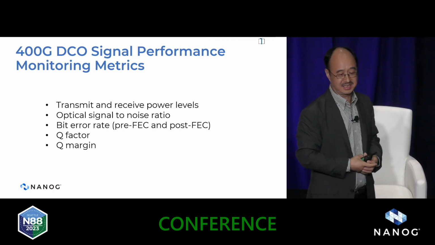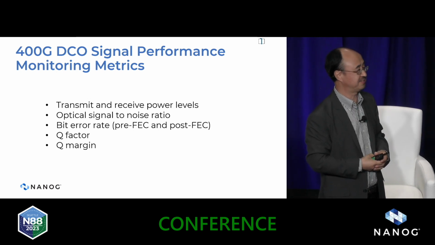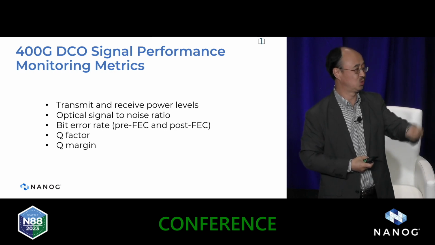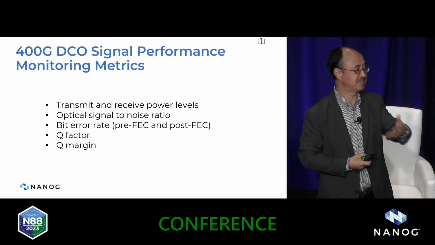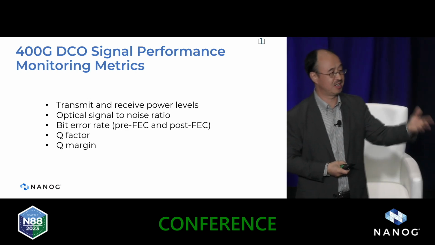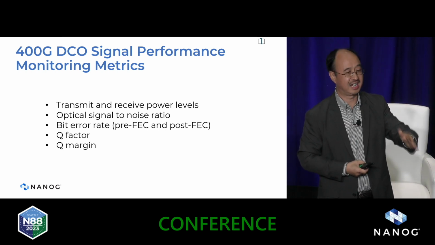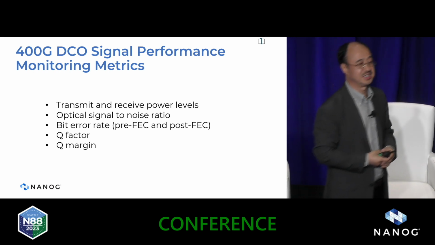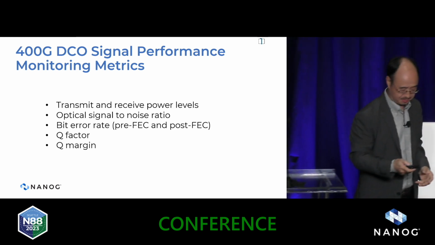And two other metrics that are commonly used to monitor: the Q factor, the quality factor, is directly related to the signal to noise ratio. So Q factor is a very simple representation of the optical SNR. Q margin is another way to monitor the signal strength before the FEC and after the FEC. These are just some of the optical parameters you may monitor to understand how good the signals are in your network once deployed.